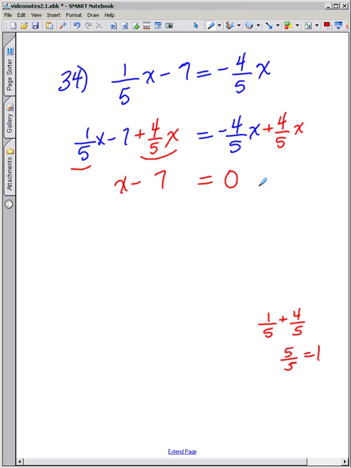Well, now we still have something attached to the x on the left, so we've got to get rid of this minus 7. The thing to get rid of subtracting 7 is to add 7. So we add 7 to both sides to get then that x is equal to 7. Okay? So our solution set consists of the number 7.